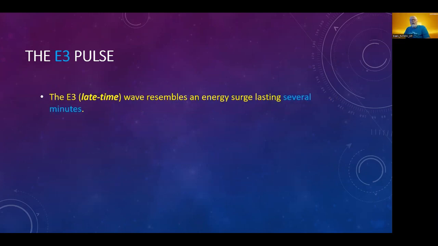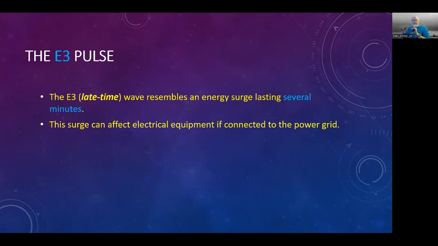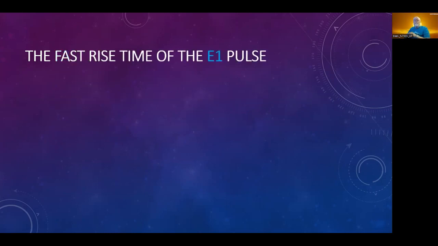The E3, or the late time wave, resembles an energy surge lasting several minutes. This surge will affect electrical equipment if it is connected to the grid. And by the way, the E3 pulse is the thing that is common between a coronal mass ejection and a high-yield nuclear bomb that explodes high up in the atmosphere.